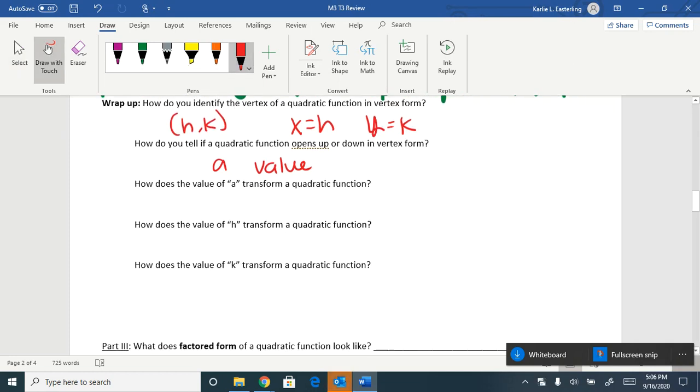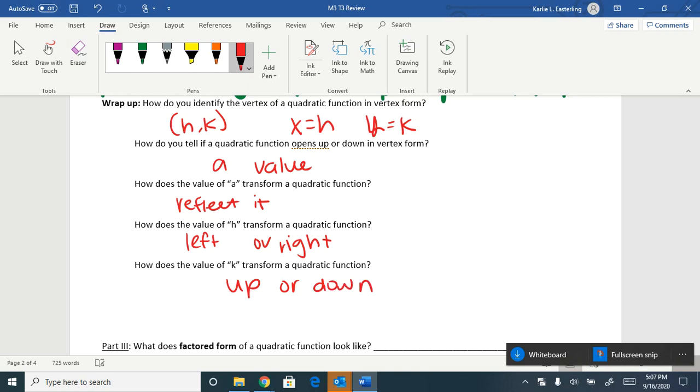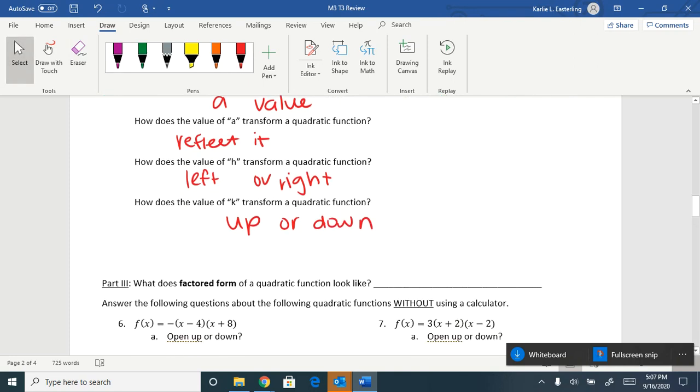How does the a value transform our quadratic function? It can reflect it. It will also vertically stretch it or vertically compress it. But the main thing that I want y'all to really be able to see is if we're reflecting it. Our h value is what's going to take us left or right, so in absolute value, this is our c. And then our k value takes us up or down, and that was our d value in absolute value.